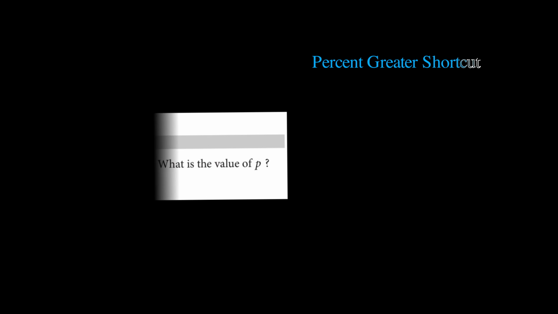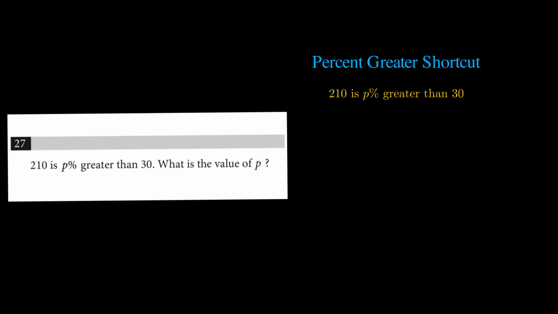All right, let's read the question carefully. 210 is p% greater than 30. What is the value of p? It means we start at 30, then we increase it by some percent, and we end up at 210. So we are comparing everything to the original number, which is 30.